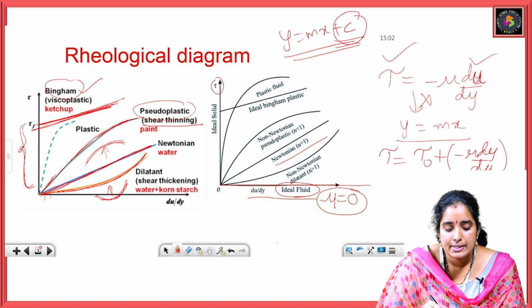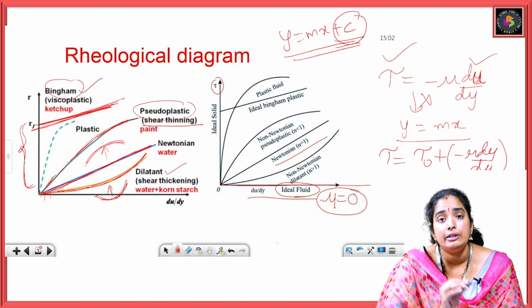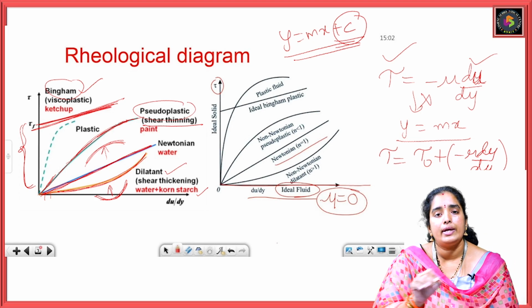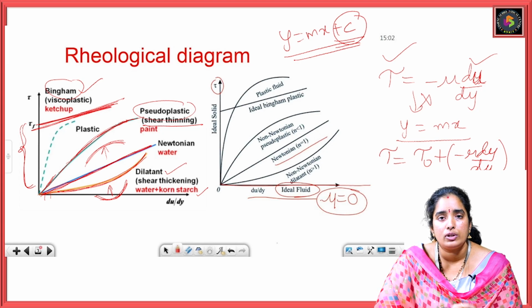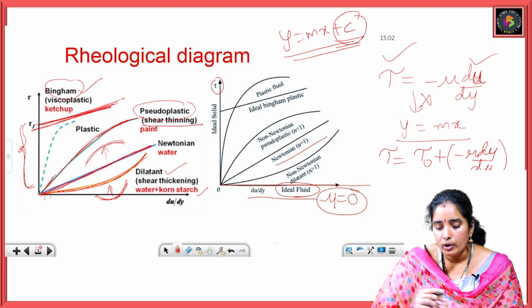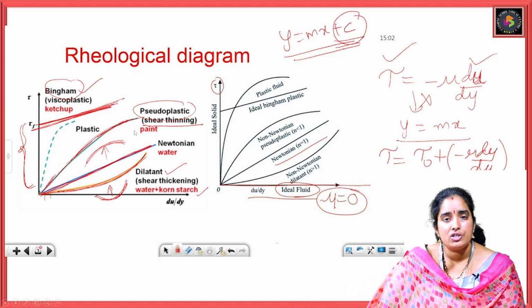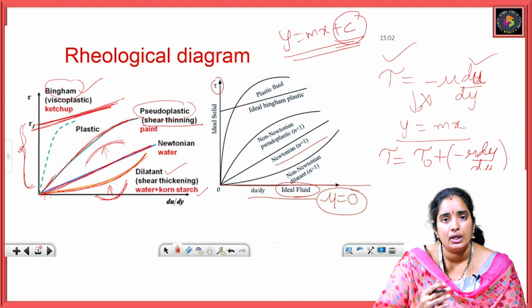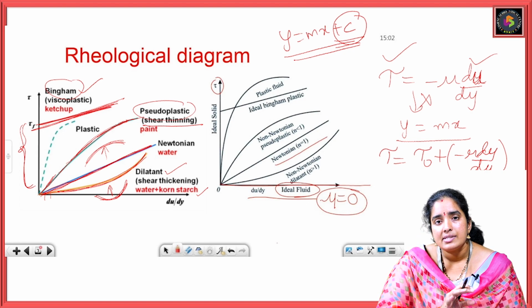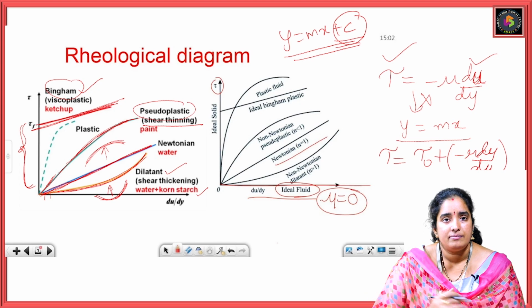Those types of fluids we call dilatant fluids, which are also called shear thickening fluids. Examples: water and cornstarch. Coming to examples of pseudoplastic: paints. This is how we can classify different types of fluids based on their behavior with shear stress and shear rate. If you observe all the classifications we have discussed so far, like Newtonian and non-Newtonian, like Bingham plastic, pseudoplastic and dilatant, we didn't discuss anything regarding time. So all are time independent only.